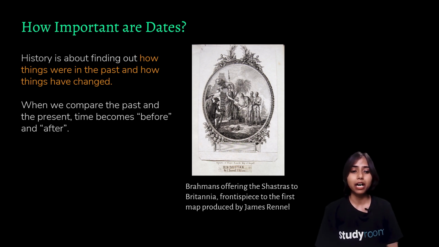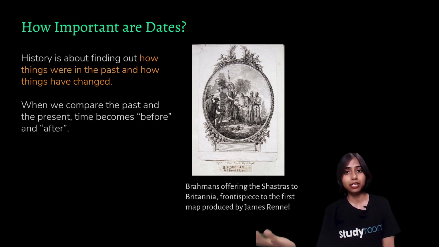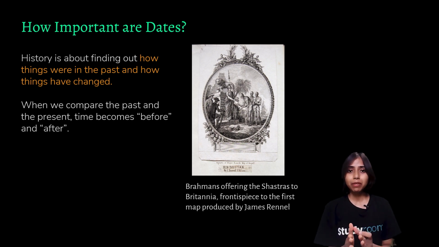When we compare the past and the present, time becomes before and after. When we are comparing our past with our present, the timeline varies. It varies because certain things that happened that time are not happening this time. Certain things that are there in the present day were not there in the past. So basically, history is not just about the timelines, it is also about the various events that happened in those timelines. It's also about the characteristics of those timeline events.